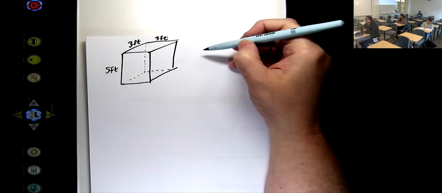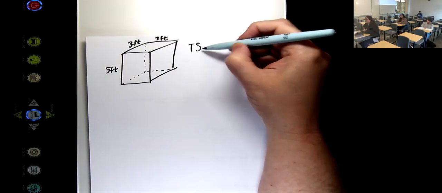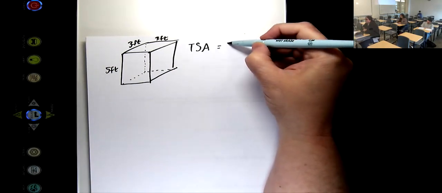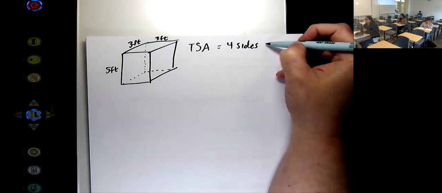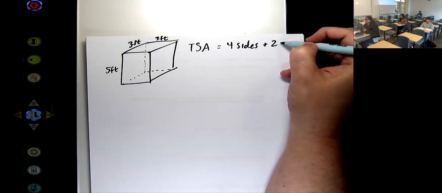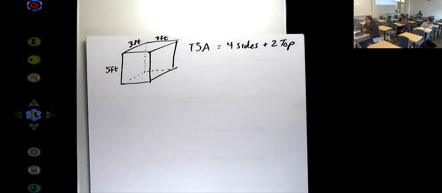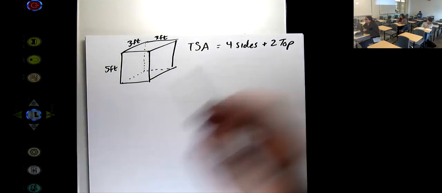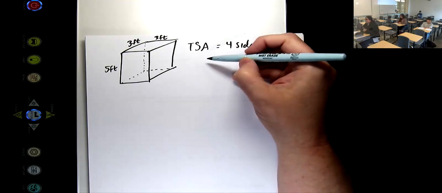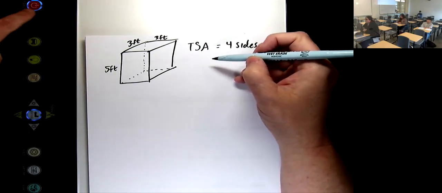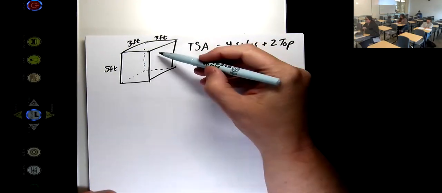So what are we gonna have here for the total surface area? We're gonna have 4 sides, and then 2 tops, basically, because the top and the bottom are the same. Right? So what's the side here? The way of doing it without the formula is going, okay, we've got 4 sides of the box, right? You're good with that?